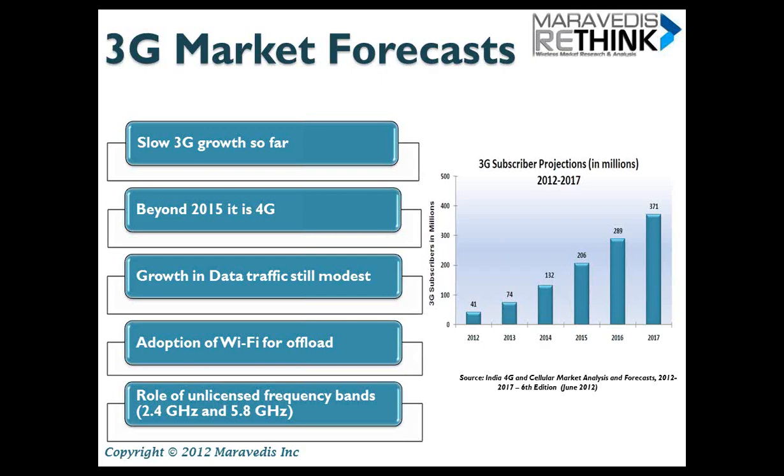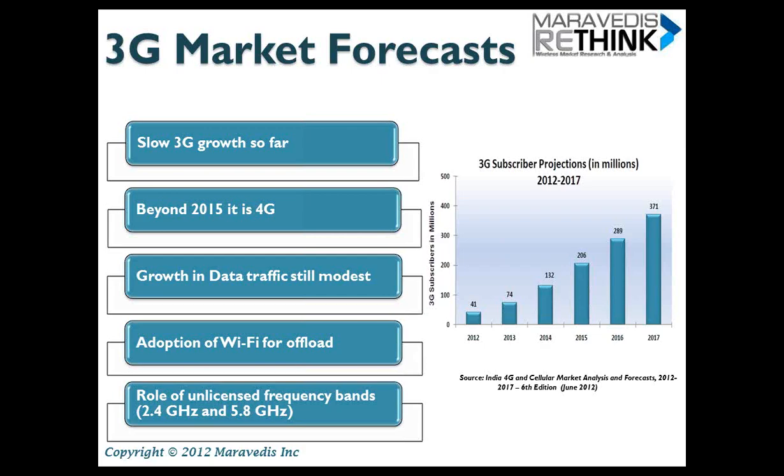Maravedis-Rethink believes that another reason for the slow 3G subscriber uptake is the lack of affordable devices. However, we believe that the adoption of lower-cost smartphones in the $50 range will influence the 3G growth, and we expect the 3G ecosystem to gain a larger foothold by year 2014 in India.